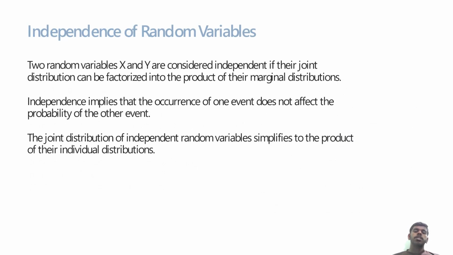Independence of random variables. Two random variables X and Y are considered independent if the joint distribution can be factorized into the product of the marginal distributions. Independence implies that the occurrence of one event does not affect the probability of the other event. The joint distribution of independent random variables simplifies to the product of the individual distributions.